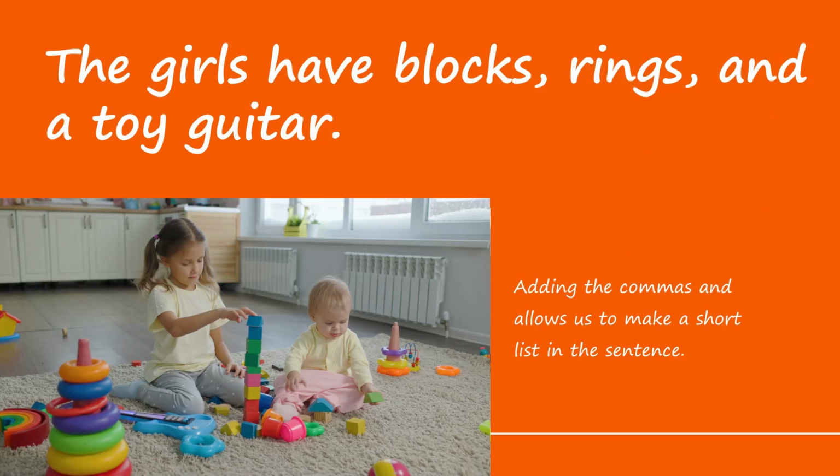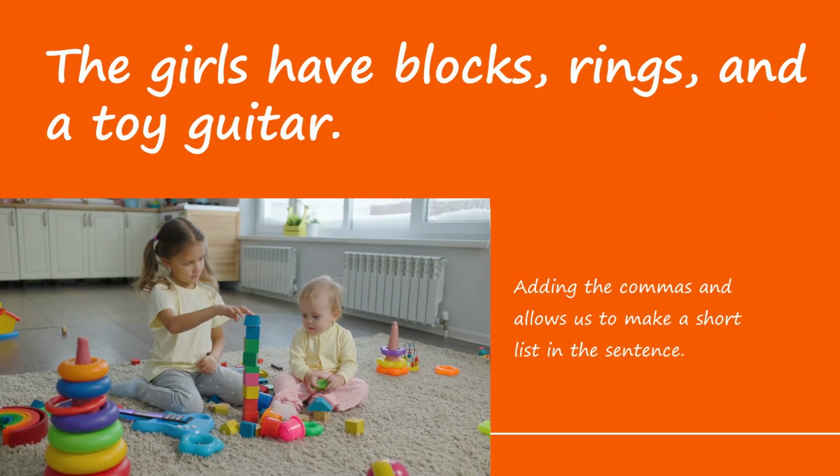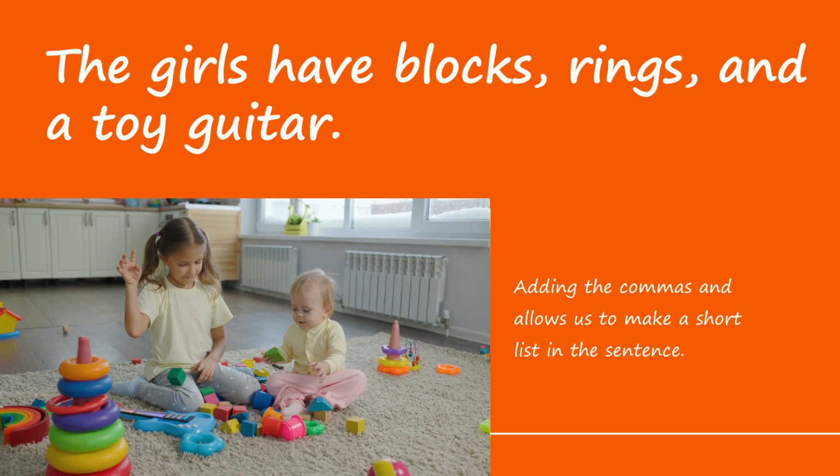So we can turn this into a listed sentence, right? A sentence that's like a list. The girls have blocks, comma, rings, comma, and a toy guitar. See how it makes way more sense now? We didn't have to have so many ands. Here's a trick.